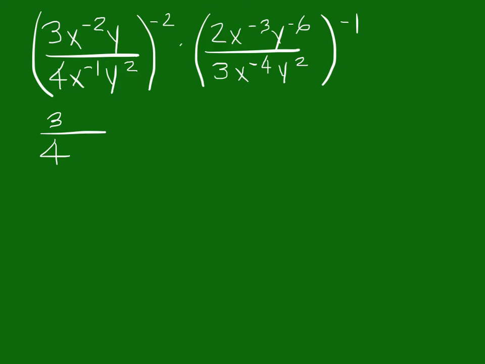You have x to the negative 2 over x to the negative 1. Those will switch places and become positive. So x over x to the second. Your y's are both positive, so they stay where they are at.